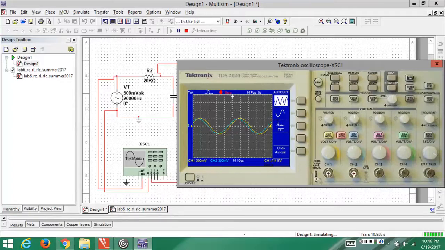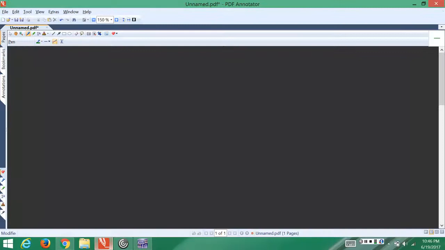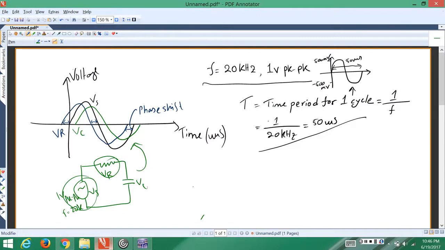So to do that, first let's look at the circuit, and I mean the waveforms, and see how that calculation goes. As I said before, we had an AC signal come in, which was 1 volt peak to peak, and I had a frequency of 20 kilohertz. So the time period for one cycle of the waveform would require 50 microseconds.